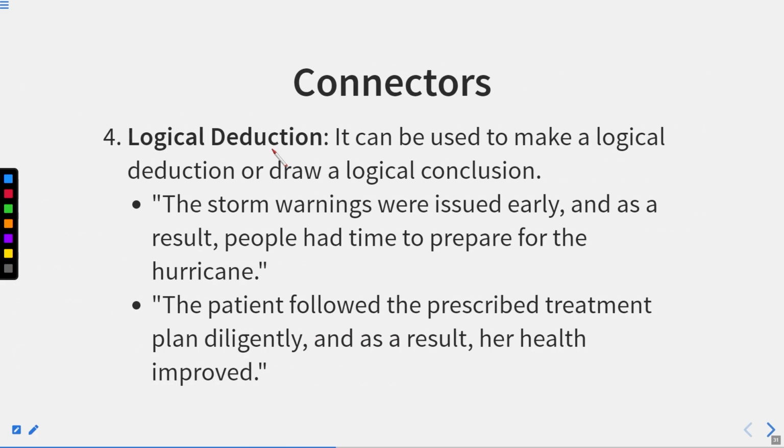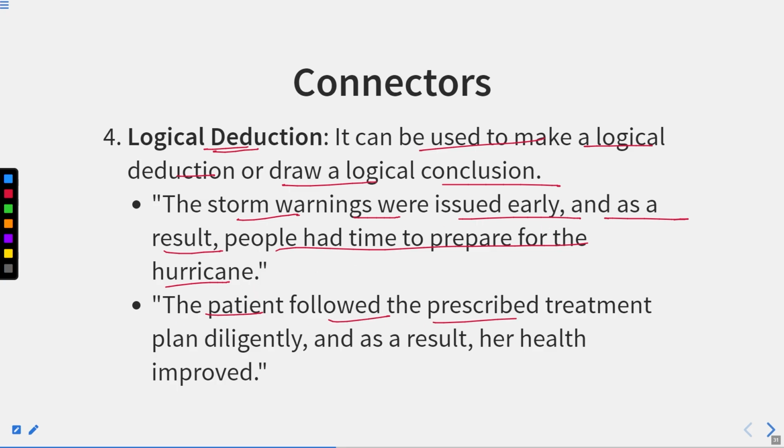Okay. Logical deduction. It can be used to make a logical deduction or draw a logical conclusion. The storm warnings were issued early, and as a result, people had time to prepare for the hurricane. So this is something very good, that the storm warnings were issued earlier, so that the people got time to arrange or to manage for the future outcomes. The patient followed the prescribed treatment plan diligently, and as a result, her health improved.